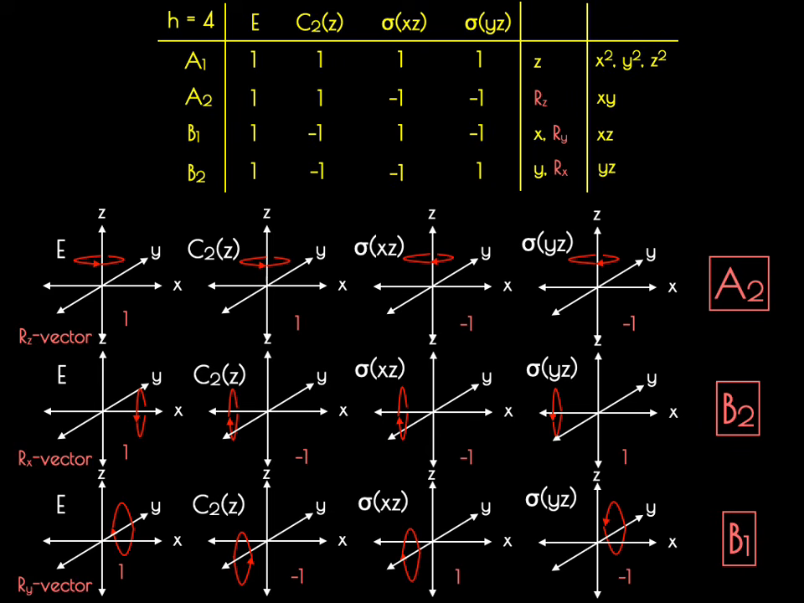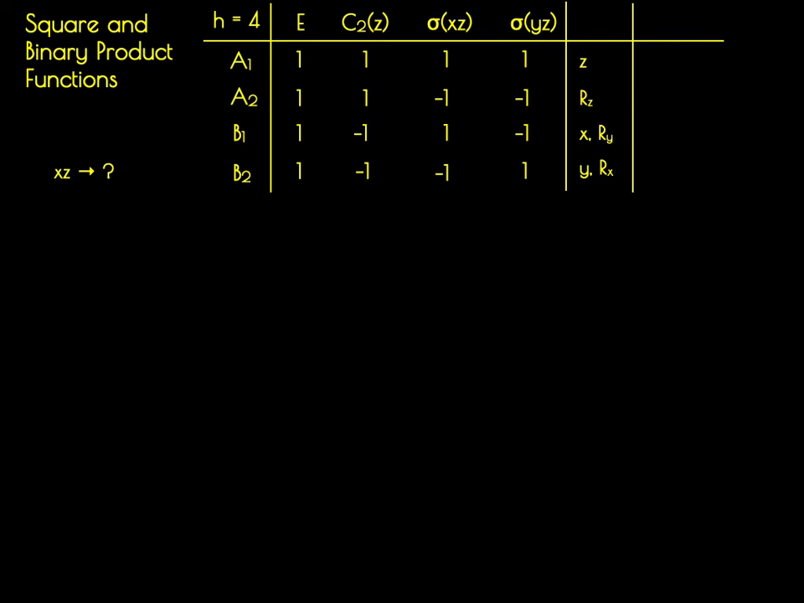To finish up, we're going to look and see how the square and binary product functions transform. So the xz function would be the x vector times the z vector. Another way of stating this is it would be the b1 representation times the a1 representation, because that's how the x and z vector transform under C2v symmetry. So we would be doing the dot product of these, and when we do that, what we get is the xz vector that transforms as b1. So b1 times a1 equals b1.